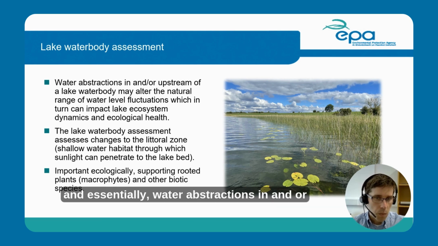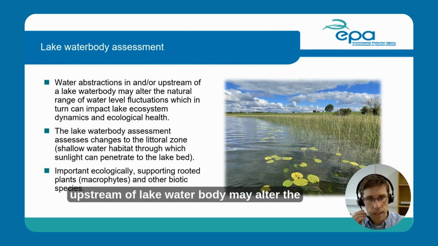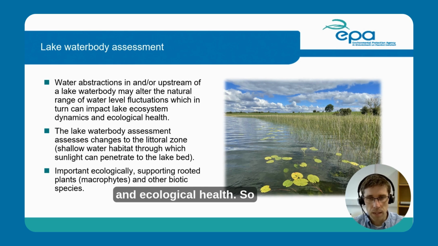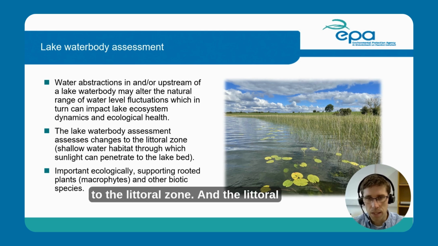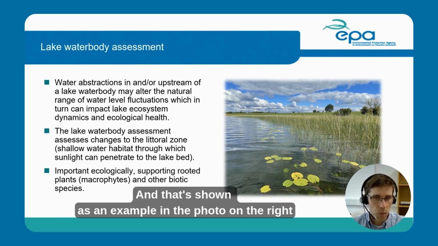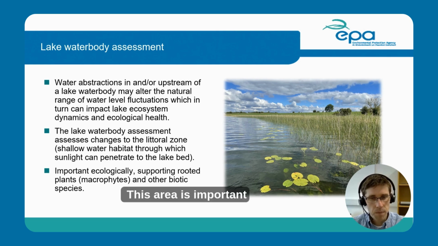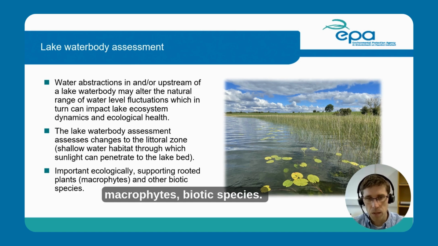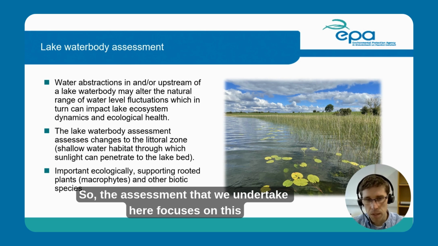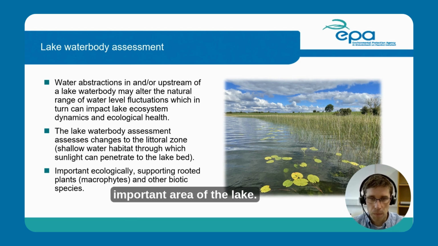Essentially, water abstractions in and or upstream of a lake water body may alter the natural range of water level fluctuations, which in turn can impact lake ecosystem dynamics and ecological health. The lake water body assessment assesses changes to the littoral zone, which is the shallow water habitat through which sunlight can penetrate to the lake bed, shown as an example in the photo on the right. This area is important ecologically because it supports rooted plants, macrophytes, and other biotic species. So the assessment we undertake here focuses on this important area of the lake.